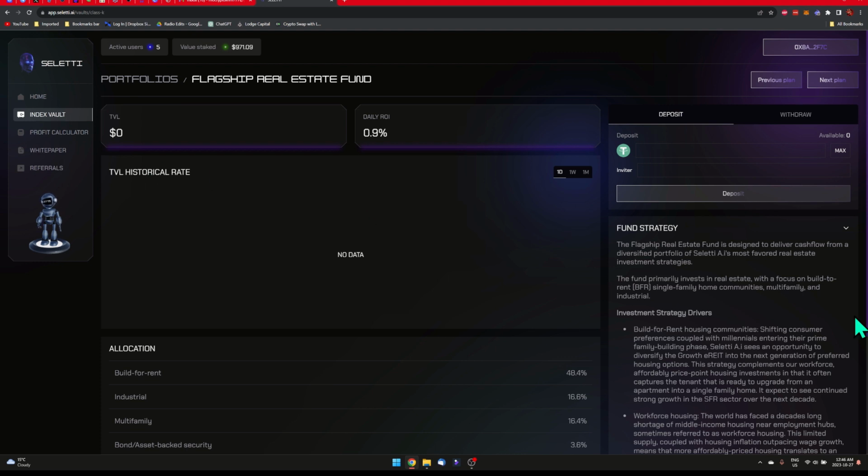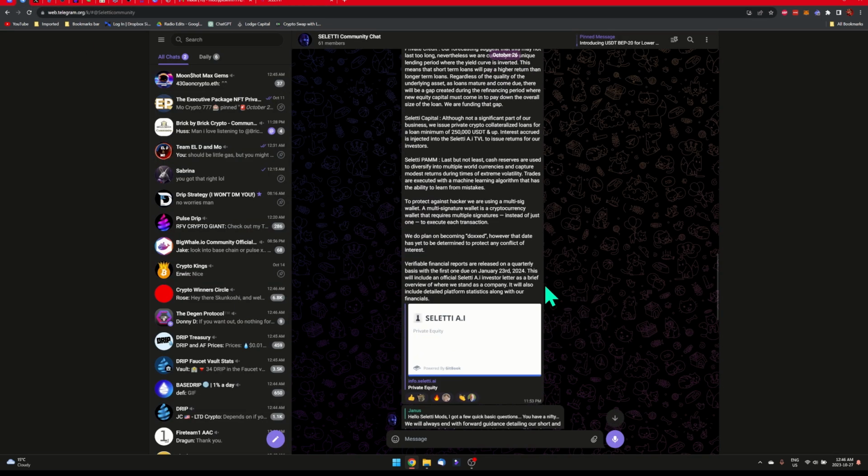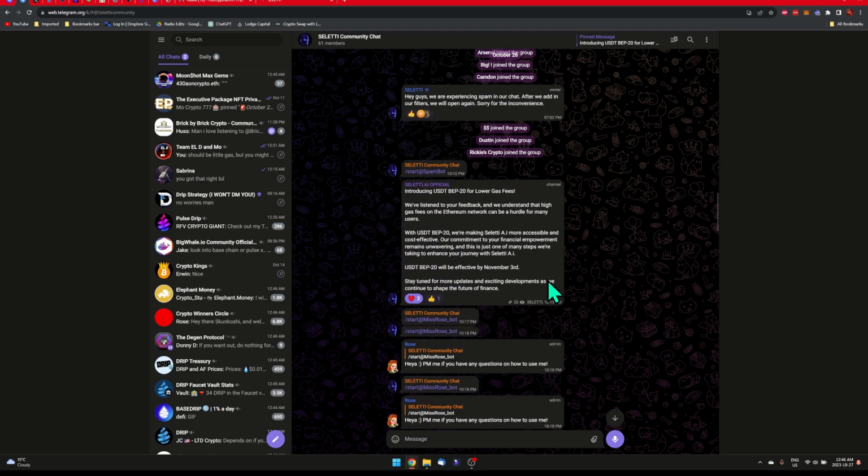You're going to see the TVL over here. Right now, it's showing USDT on the ERC20 to be accepted as a deposit, but I'm happy to say that I read on Telegram they actually put on an announcement recently. They said, introducing USDT BEP20 for lower gas fees. We've listened to your feedback and we understand that high gas fees on the Ethereum network can be a hurdle for many users. With USDT BEP20, we're making Seletti.AI more accessible and cost effective.